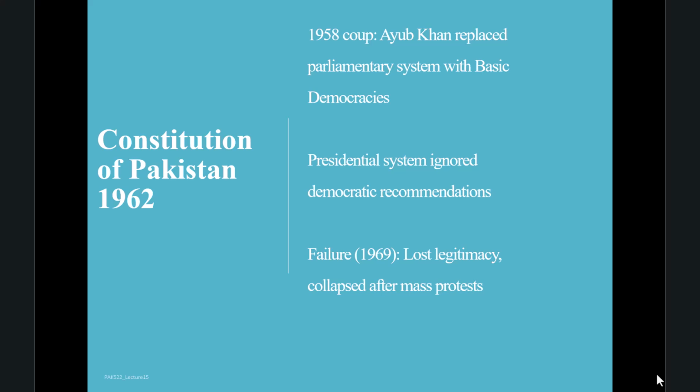However, Ayub Khan ignored many of the Commission's democratic recommendations, instead enforcing a presidential system to keep all the power in his own hands. It failed to sustain political legitimacy and collapsed in 1969 amid widespread protest and political unrest.